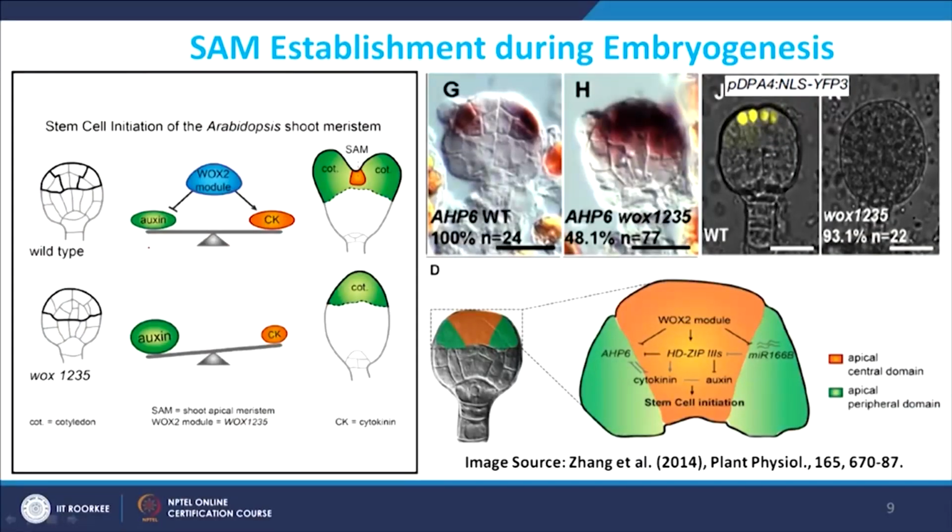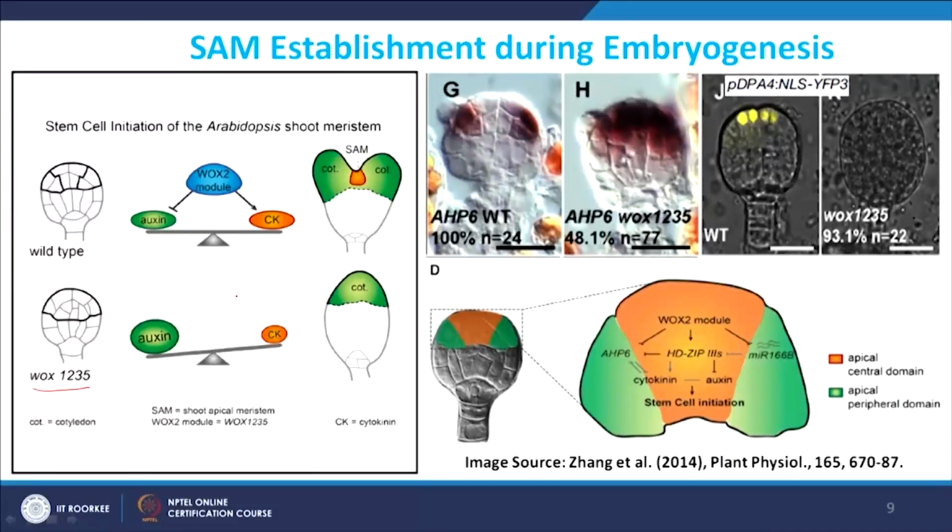And what happens is that in shoot apical meristem, the balance between auxin and cytokinin is important, and this balance in embryogenesis is regulated by the WOX2 module. So, if you have the WOX2 module, the balance between auxin and cytokinin is maintained, and this maintained balance is very important for coordinating the balance between cell division and cell differentiation. And if you have WOX mutants here, the balance is disturbed, and that is why you see the defect.